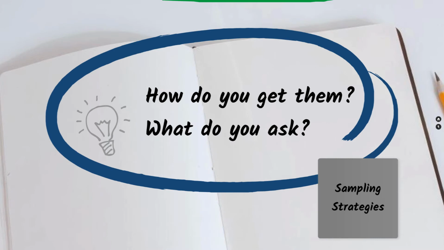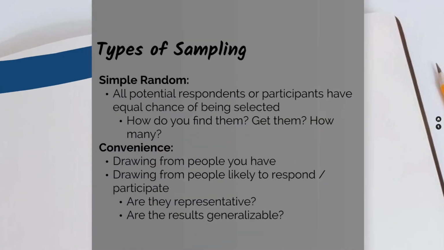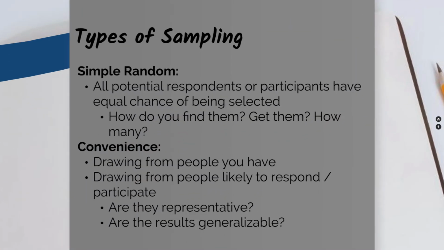There are various sampling strategies that are well accepted in statistics. The most simple being a simple random sample. So all potential respondents or participants have an equal chance of being selected or an equal chance of being in your sample. So how do you find them, get them, and how many? So think back to the student athlete example. For a simple random sample, all student athletes at UAB would be invited to participate in your survey. So you could send out emails, you could post it on Canvas, you could send notifications to the coaches or managers of the team, you could post flyers in and around locker rooms and places where athletes congregate.